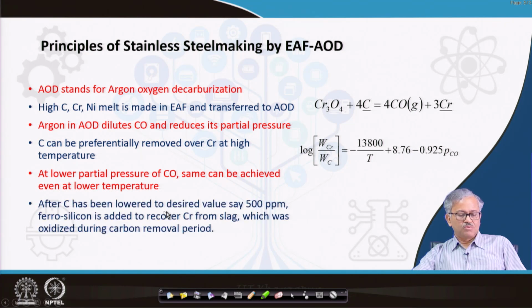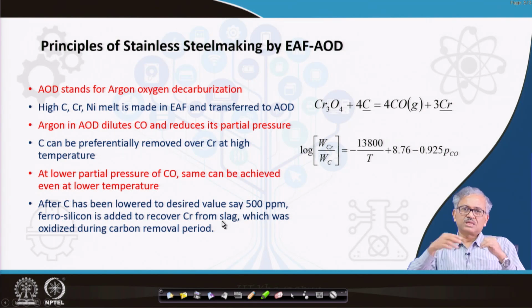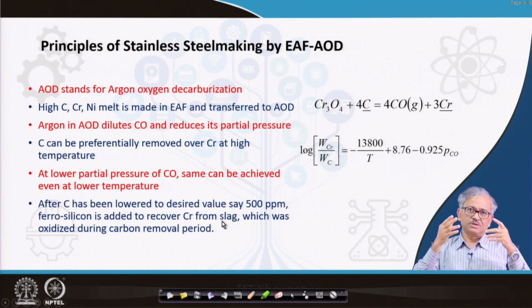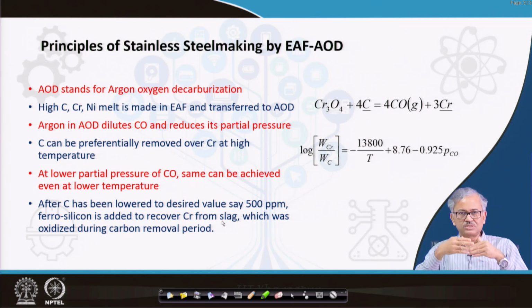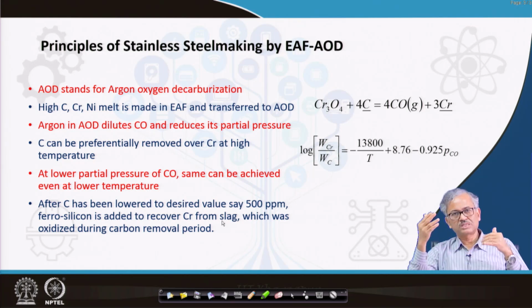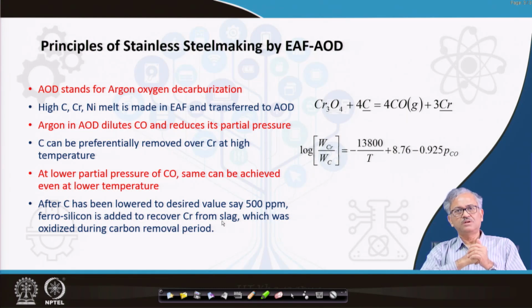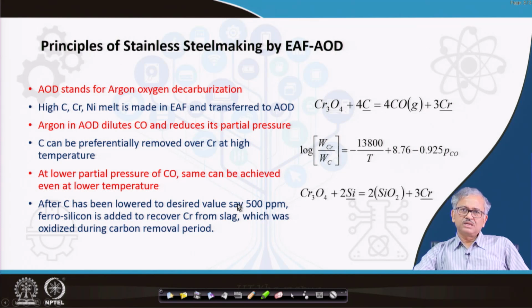After carbon has been lowered to the desirable level, say 500 ppm, you can add some ferrosilicon to recover the chromium, because some amount of chromium will get oxidized whatever you do with partial pressure reduction. Some oxidation will take place, and chromium will go into the slag, but you can take back that chromium also by using the ferrosilicon, which has been oxidized. Okay, so this is basically the principle.